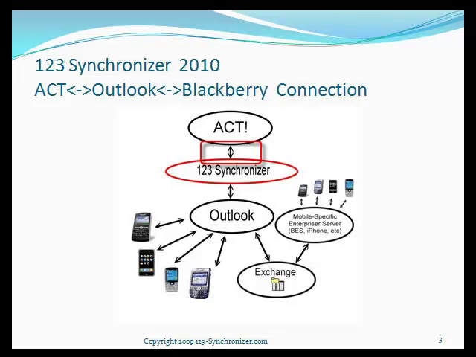This diagram represents the synchronization between ACT and Outlook and all the devices that are attached to the Outlook world. First, we use the synchronizer to synchronize the data from ACT over to Outlook. And then once the data is in Outlook, it becomes available to Blackberries, iPhones, Windows mobile devices, as well as Treos or Palm devices. We also synchronize Outlook with Exchange, which will then make all the data available to the mobile devices that are wireless.